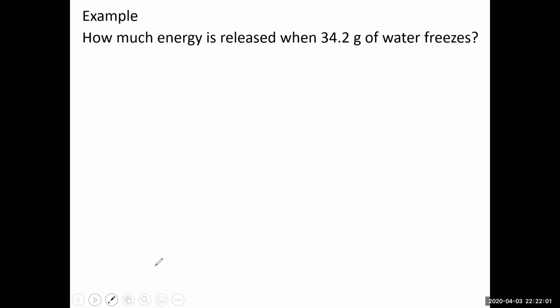So for this process, we'll need to find out what the heat of fusion is of water at its freezing point. So we'll refer to table 12.3, and that'll give us the heat of fusion of water, and this is at its freezing point, so that'll have to be at 0 degrees Celsius.